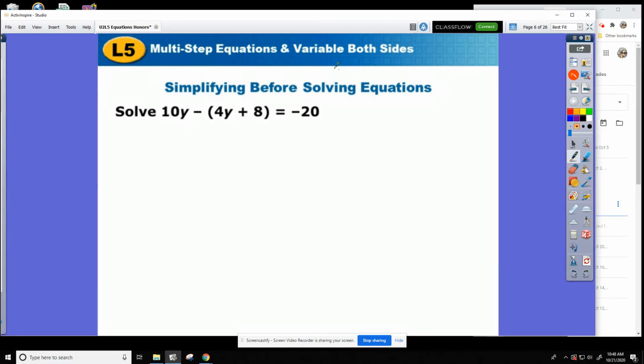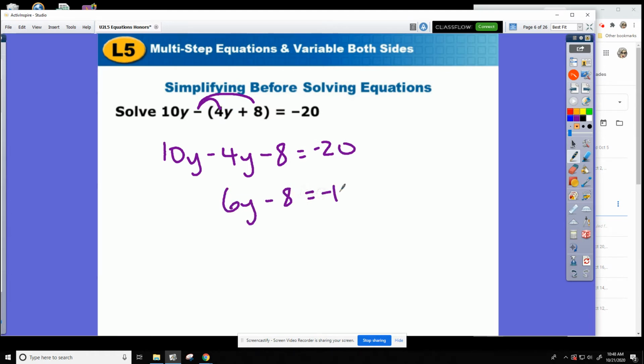It's spinning. There's another one to simplify. And what do I need to simplify? I need to distribute the negative. So I get 10y minus 4y minus 8 equals negative 20. So this is 6y minus 8 equals negative 20. Now I add 8. 6y equals negative 12. What times 6 is negative 12? Negative 2.